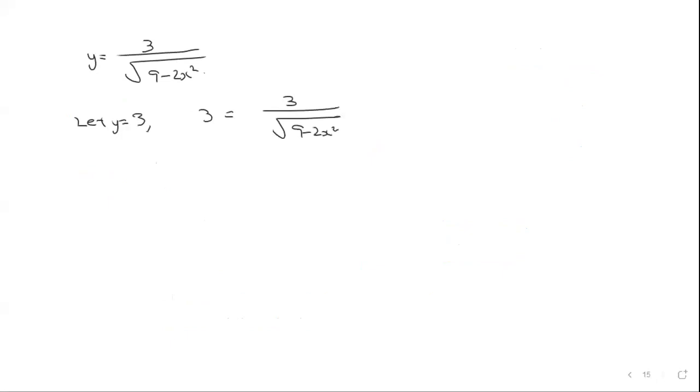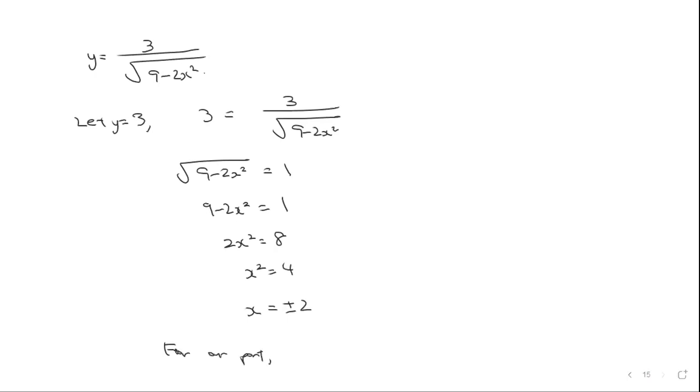So let's consider it using dx. Firstly, we need to find when y equals 3. That means 3 equals 3 over the square root of 9 minus 2x squared, which means the square root of 9 minus 2x squared equals 1. So 9 minus 2x squared will still equal 1, so 2x squared must equal 8. x squared equals 4, so x equals plus or minus 2. Clearly, for our point on the right, x equals 2.